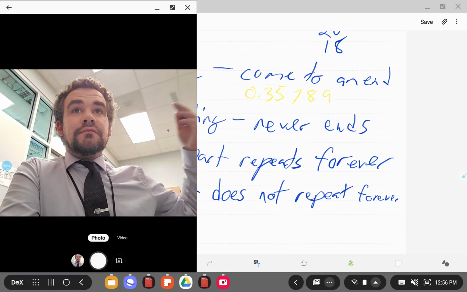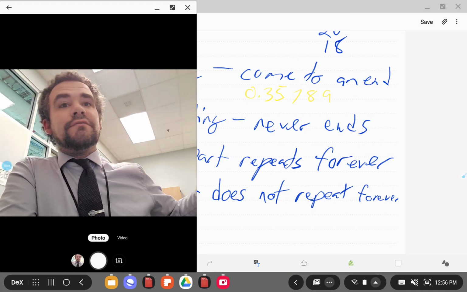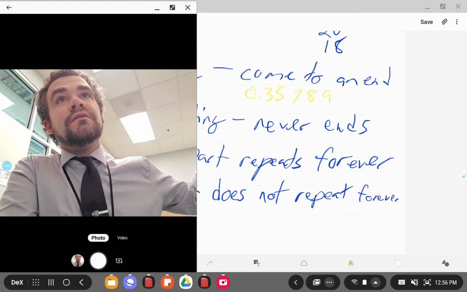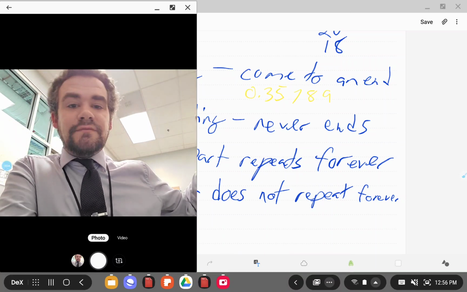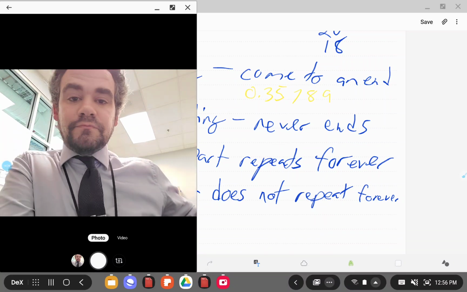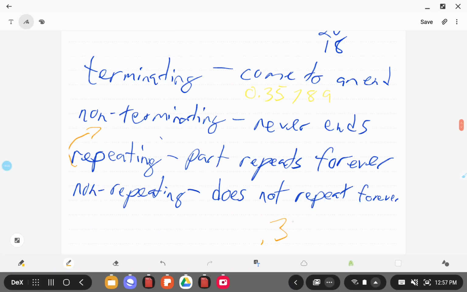If something is repeating, by its very nature, it never ends. So if it's 0.37, it'd be 0.37, 37, 37, 37, 37, 37, 37, 37, indefinitely, right? We would call that 0.37 repeating, or 0.37 with a line over it. That would be an example of a repeating decimal, and it would also be non-terminating.